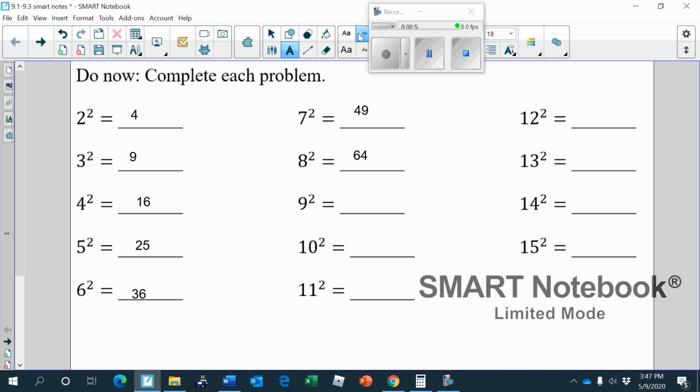Okay. And I'll tell you why we're doing these. The answers that we're getting are the numbers that we need to know. So we're getting 144. We're getting 13 squared is 169. We have 14 squared is 196. And then 15 squared is 225. So what are all these numbers, all the answers that we just got, called? Those are called perfect squares. And those are the numbers that we're going to need to know. Okay, so let's move on.